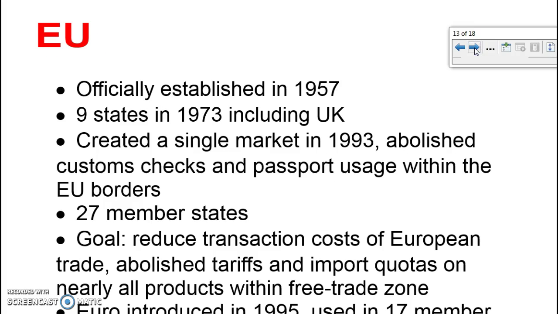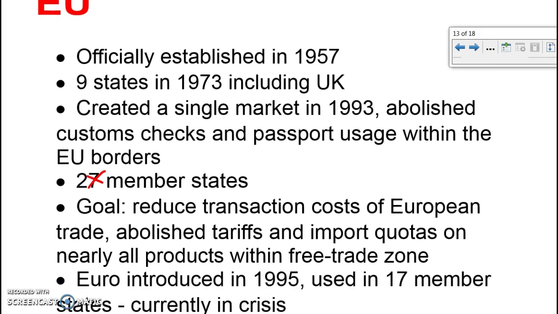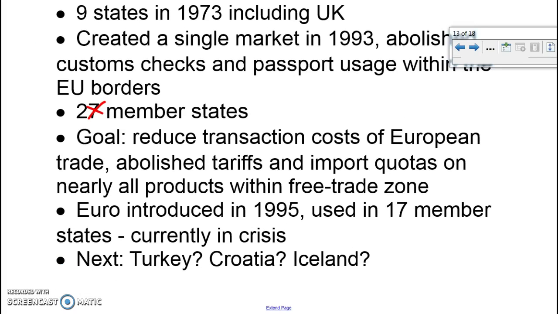Another is the EU, the European Union. This was originally officially established in 1957, but they created a single market in 1993 and abolished customs checks and passport usage. This is probably wrong on the number of states now. We'll have to double check that. There's more than 27 member states now, and their goal, of course, was to reduce the transaction costs of European trade. The euro was introduced in 1995, although it wasn't officially used that early.